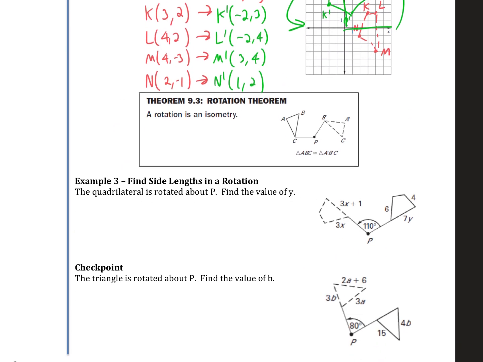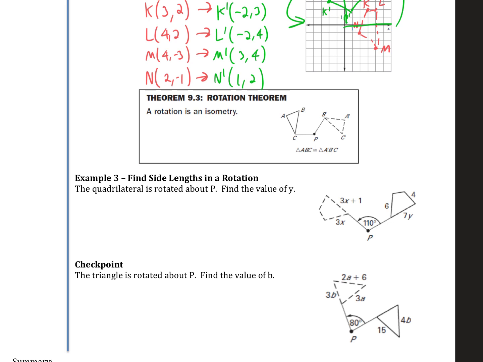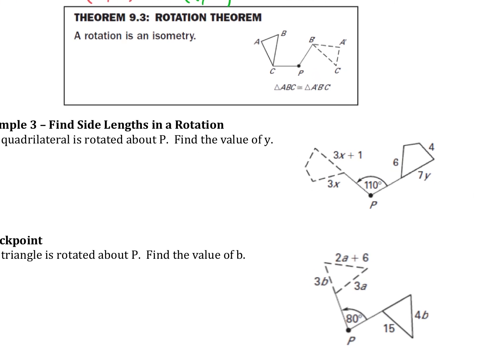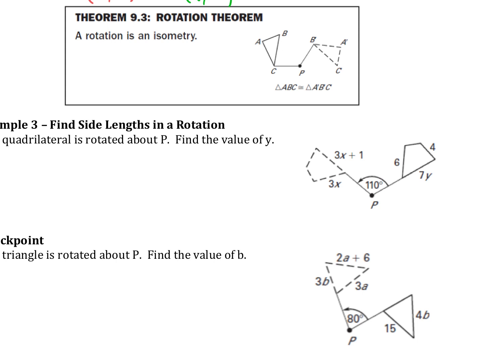All right, last thing. We talked about this, that rotation is an isometry, which means it maintains congruence, or that the shape and size is the same. So let's go ahead and do this down here. So we have, it says this quadrilateral or shape is rotated. Find the value of y, okay? So the thing here is we want to kind of match up the sides that go together, right? So here's 7y, okay?